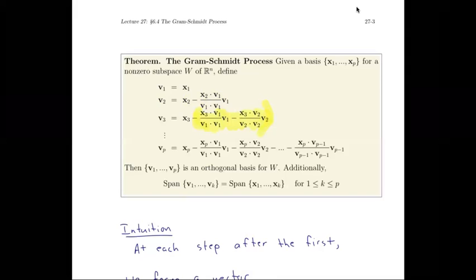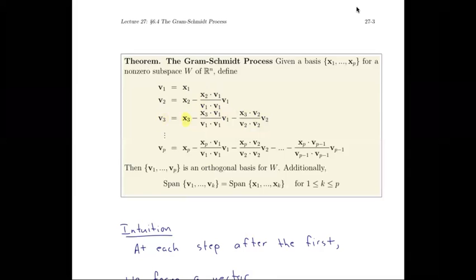But then we find the component of X3 that is in this space spanned by V1 and V2, and then we subtract it from X3 to get that component out and just leave us with the orthogonal component of X3 to the space spanned by V1 and V2. And that becomes our V3 vector.